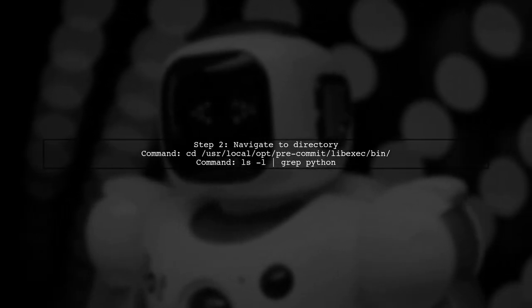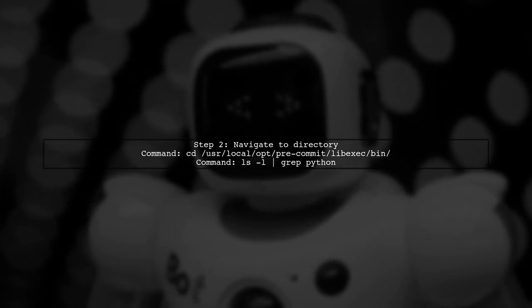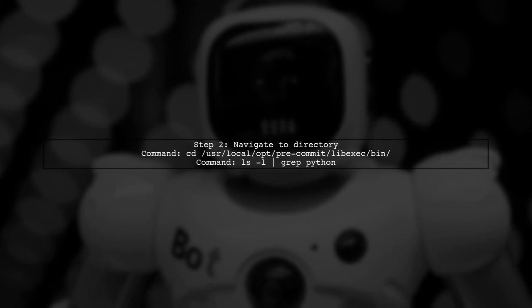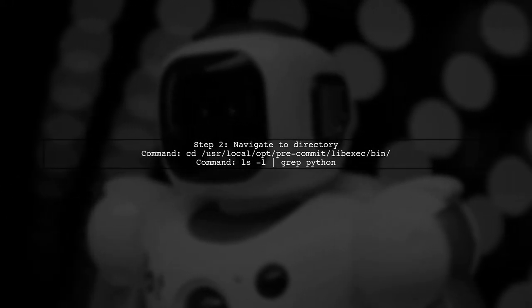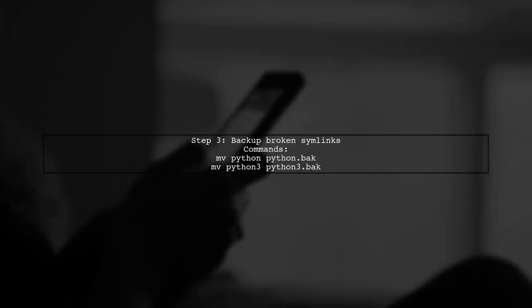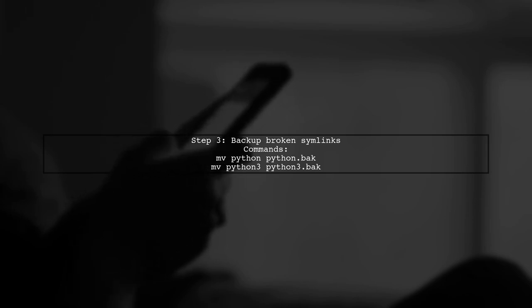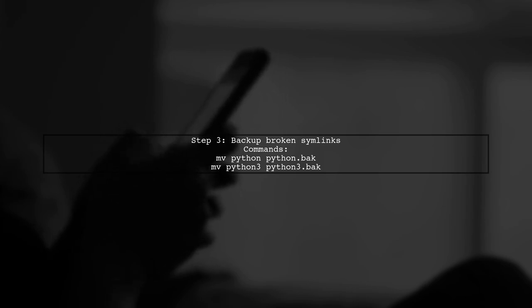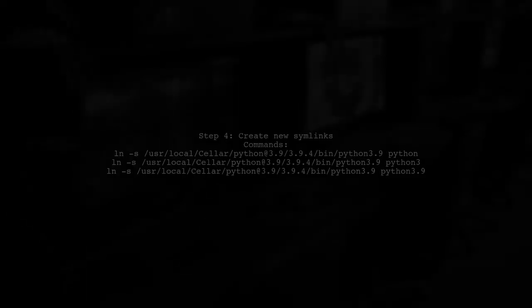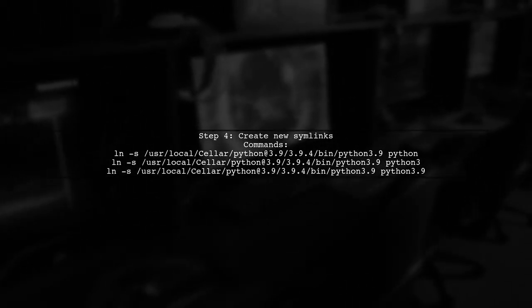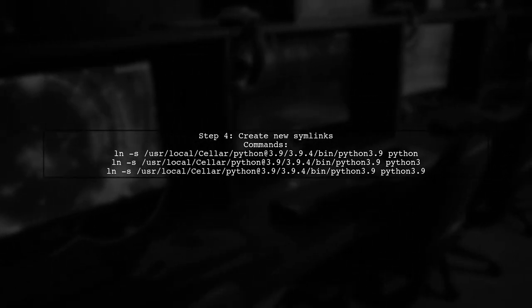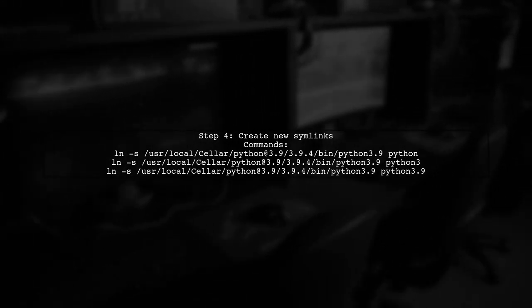Next, navigate to the directory indicated in the shebang and list the Python symlinks to identify any broken links. If you find broken symlinks, back them up before creating new ones that point to the updated Python executable. Then, create new symbolic links to the updated Python executable using the ln command. Finally, list the symlinks again to confirm the updates, and your Git commit should work without errors.